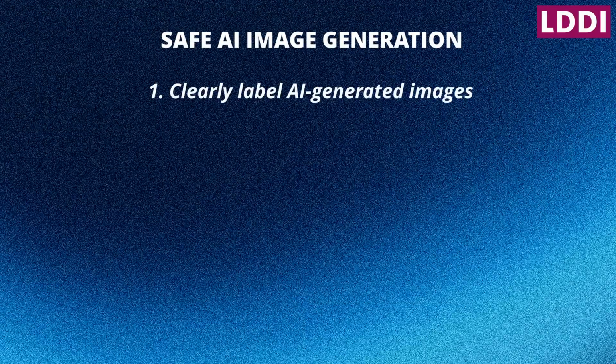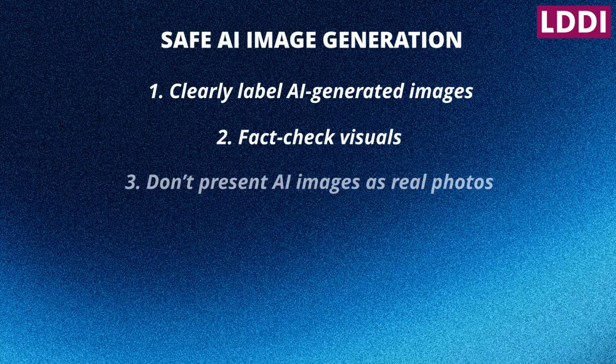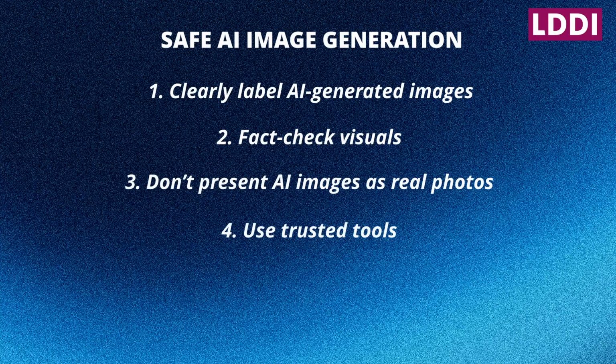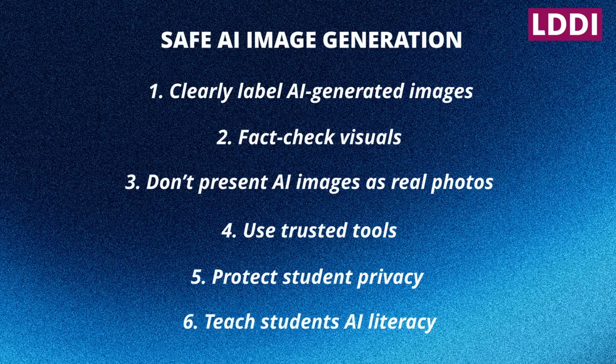Yeah, for sure. So based on everything that we've discussed, here we have a couple of things that you can do to make sure you are generating images in a safe way. So clearly label AI-generated images in educational content. Fact check the visuals, because AI can create inaccuracies or misleading images. Don't present AI images as real photos unless disclosed. Use trusted tools like Adobe Firefly when possible. Protect student privacy, a very important one. Avoid uploading student photos without consent. And teach students AI literacy. That's the big one. That's important. How AI images are made, misinformation and deepfake risks, and these different points.